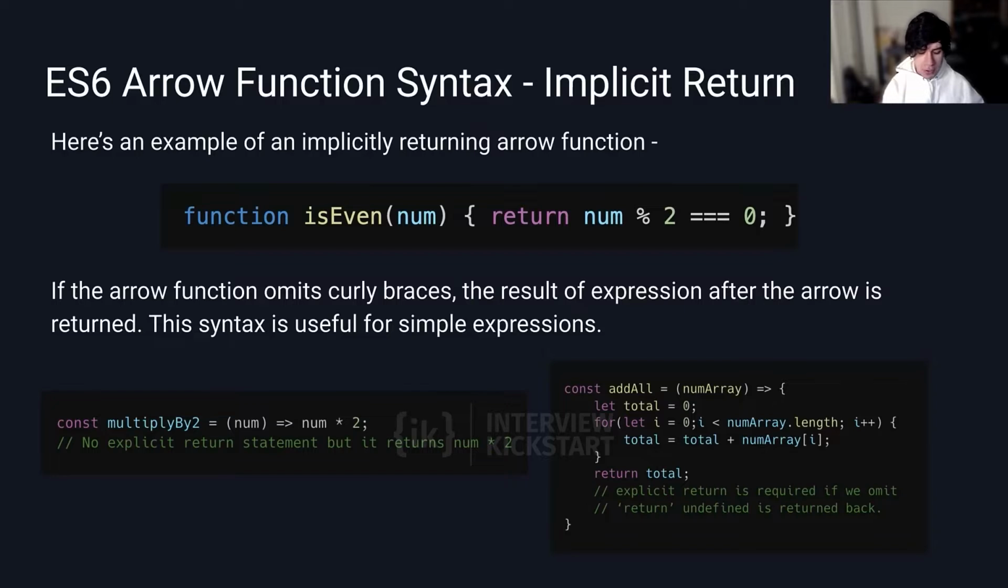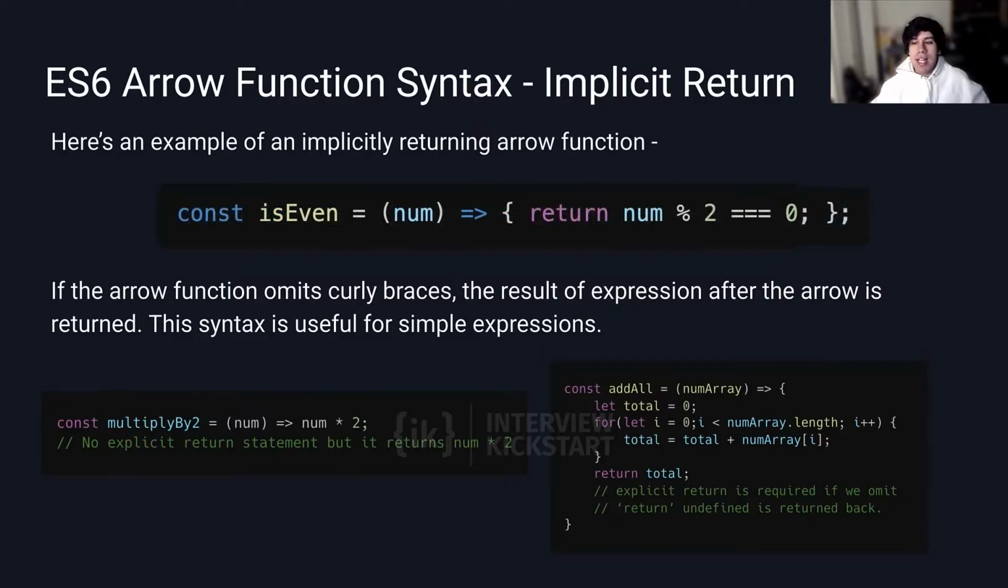If we were to turn this into an arrow function, we simply declare an is-even variable, set it equal to an arrow function expression, where we have one argument. Once again, we still have curly braces, and we still have a return statement. But there's a shortcut we can use for functions that are short and sweet like this.